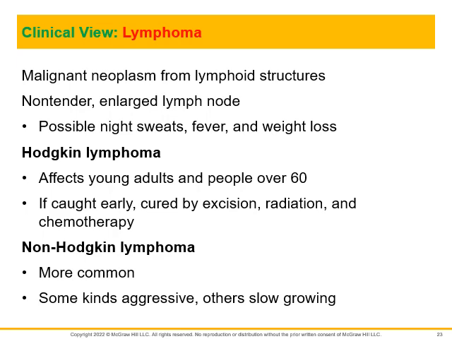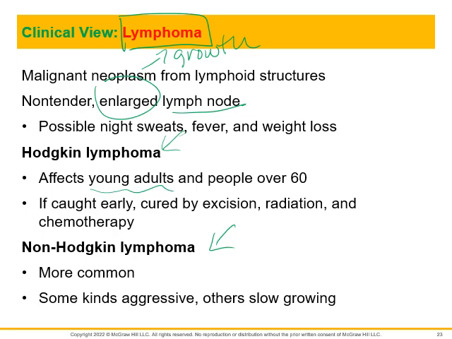You may have heard of this term lymphoma before. So you can have some sort of growth. It can enlarge a lymph node. There's Hodgkin's lymphoma, there's non-Hodgkin's lymphoma. Usually the Hodgkin's is going to affect young adults and then people over 60. Caught early, it can be cured. We can get rid of the tumor. We can radiate the tumor, chemotherapy, stop it from spreading. Non-Hodgkin's lymphoma is more common. Some of the kinds are aggressive. Some of them are slow growing. So something we need to pay attention to, or that you're probably going to see at some point in your allied health career.